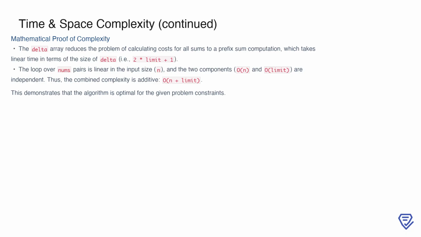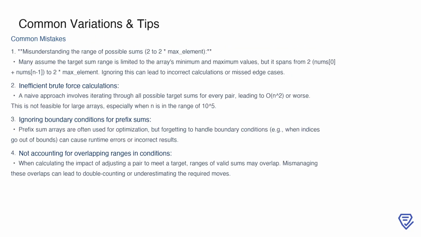By efficiently combining these steps, the algorithm is able to achieve optimal performance under the given problem constraints, making it significantly faster than the brute force approach while maintaining clarity and scalability. One common mistake is misunderstanding the range of possible sums. Many assume the target sum must be within the bounds of the array's minimum and maximum values, but in reality, the range spans from 2, which is the sum of the smallest pair, to 2 times the maximum element in the array. Overlooking this can lead to incorrect calculations or missed edge cases.